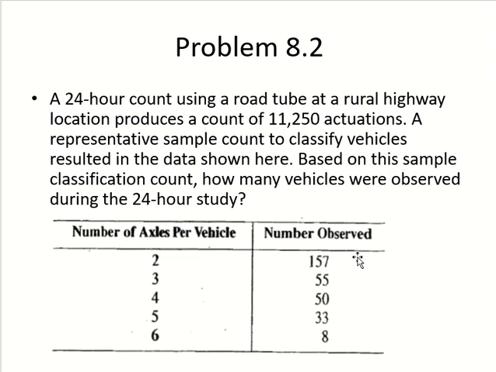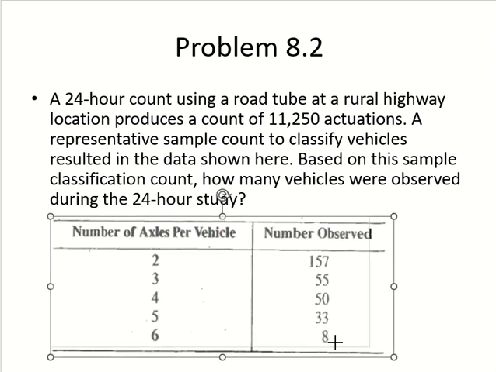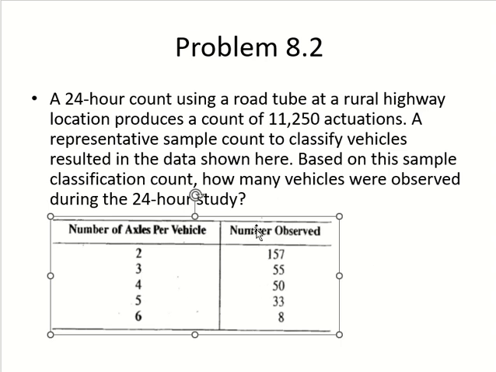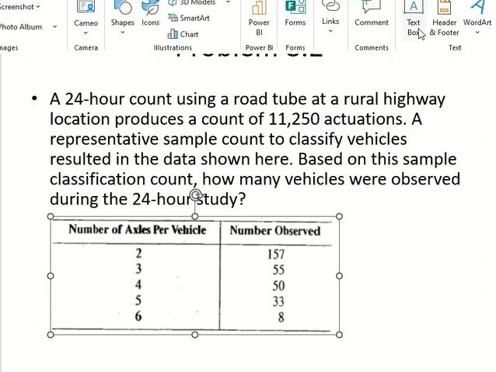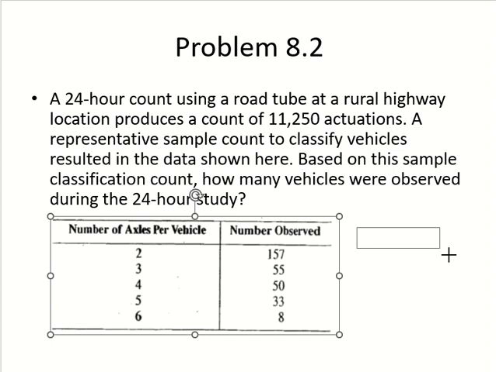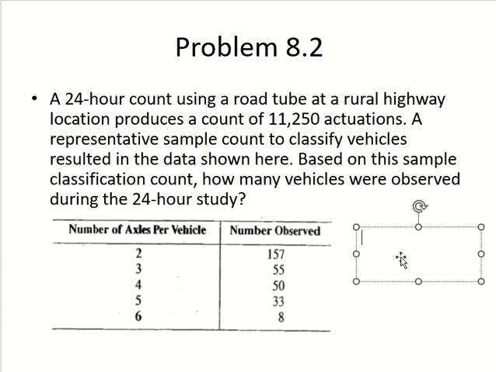Okay, so they did a manual study, a short manual study. This study was not done for 24 hours. Okay, it's done for a smaller period. And they found that in that study they have seen vehicles with two axles 157 times, vehicles with three axles 55 times, with four axles 50 times, and so on and so forth. Now, how do I calculate the average number of axles per vehicle? First of all, I will calculate the total number of vehicles which have been observed. So I need number of vehicles.